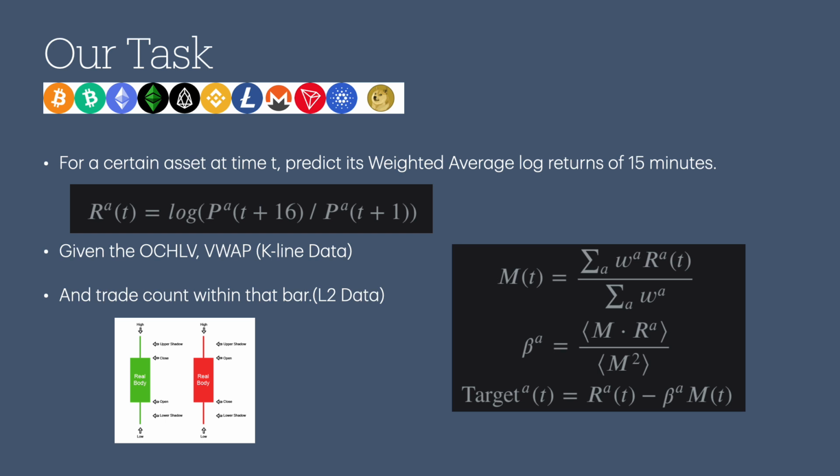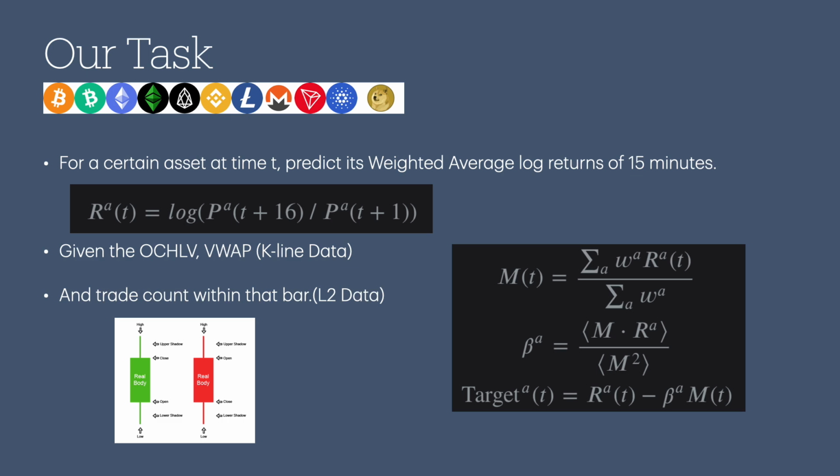data first, right? So what is our data? Our data is basically just the price data. It's k-line data, right? So we have the open, the close, the high, low, and volume, and the VWAP, the weighted average price of a certain minute. Then we have the trade count within that bar, within that minute. So that's all the data we have.